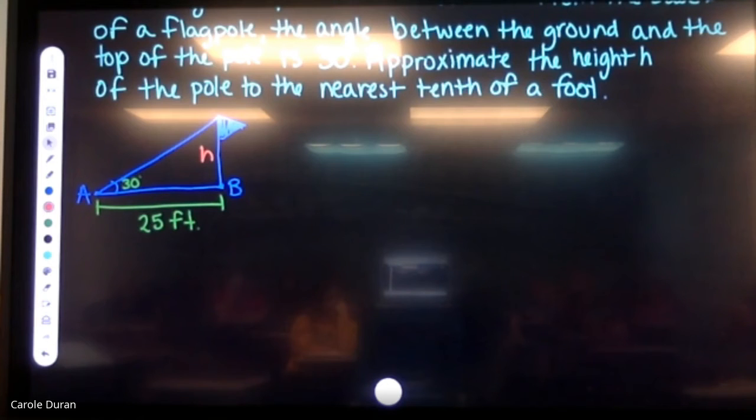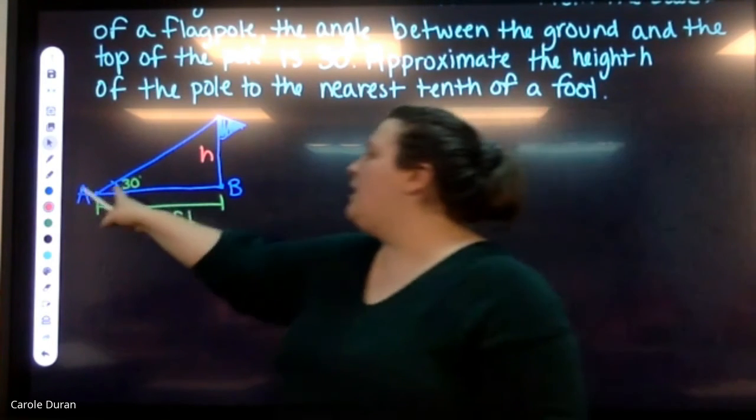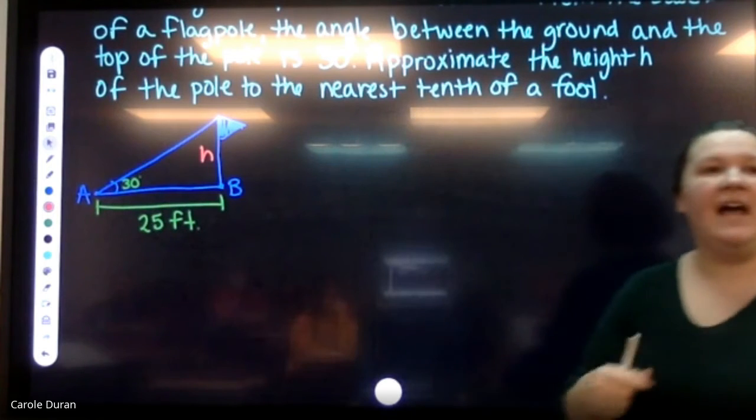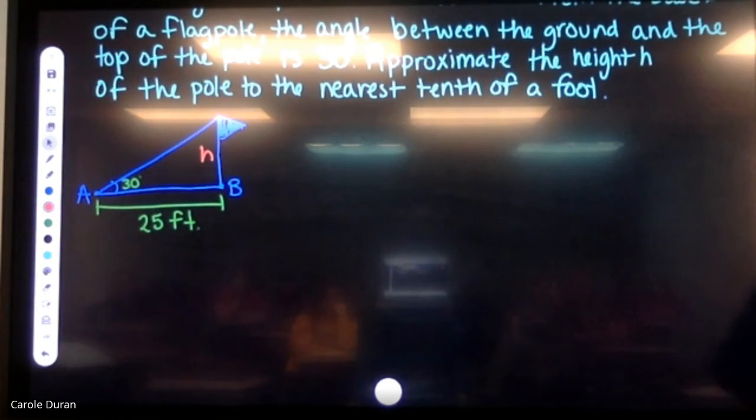So in regards to this 30-degree angle, which two sides do I know or am I solving for here? Opposite and adjacent. So I have two trig functions that deal with opposite and adjacent sides together. What are they? Tangent and cotangent.